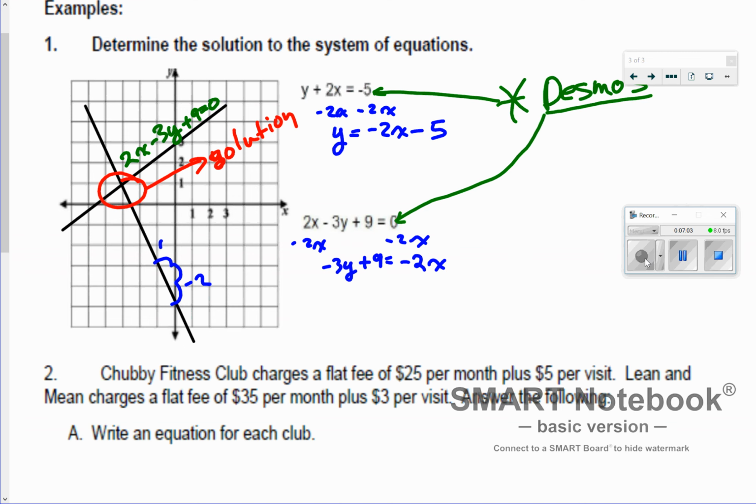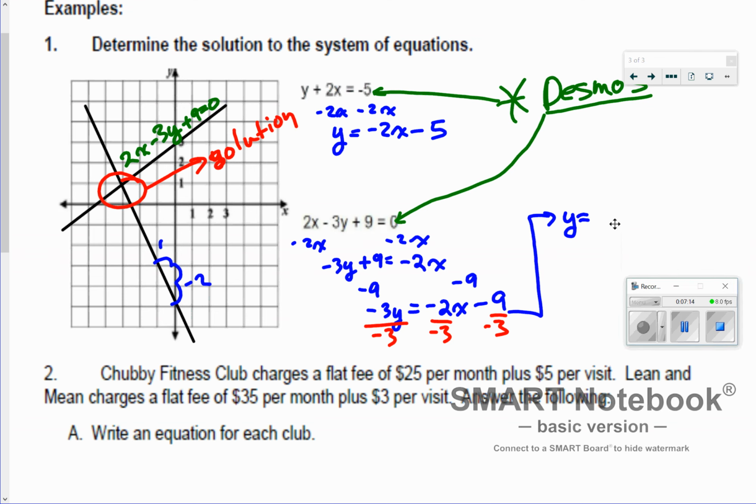Subtract 2x from both sides. Now subtract the 9 from both sides. And now solve for y. Remember for this lesson that you'll be using Desmos to solve for any equations that's not in y equals mx plus b form.